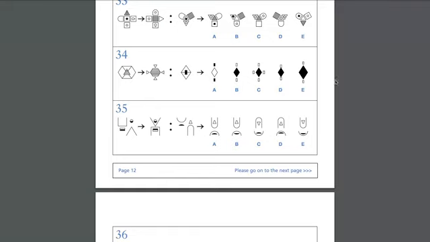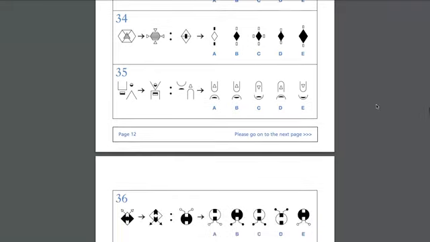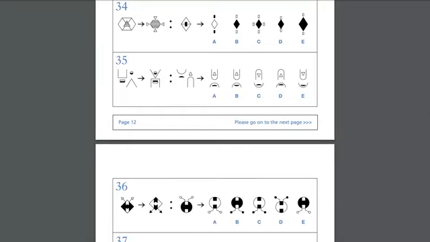Yeah, 34 is B. What about 35? 35 is a little confusing, but it's really good. I really like this one. This shape on the top, look at what's happening in the shapes. The top shape comes down, and the dot goes in the middle, and the circle comes up. So this is an easy one. 35 is B.